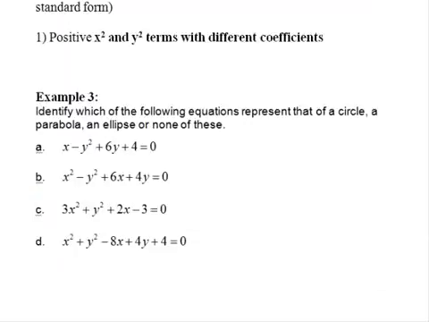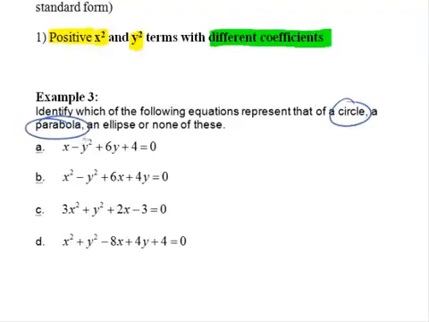All right. When we're identifying features, again, remember that a circle has positive x squared and y squared terms. With an ellipse, they have different coefficients, whereas a circle, they have to have a coefficient of 1 or the same coefficients. So let's go through and let's try to identify what we can here. We're looking for either a circle, a parabola, which has only 1 squared, an ellipse, or none of these. So in our first one, we notice that there's only a y squared, which means that this is a parabola.